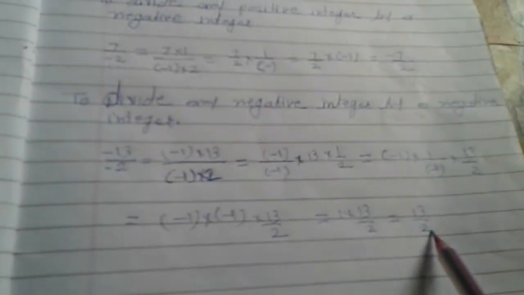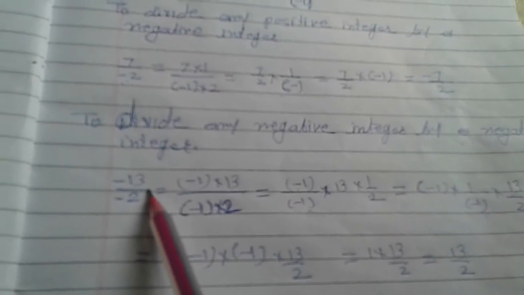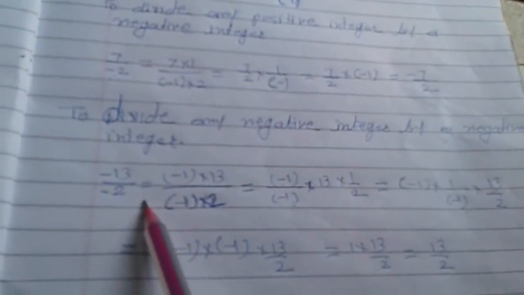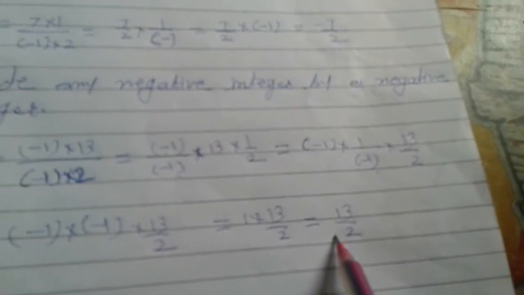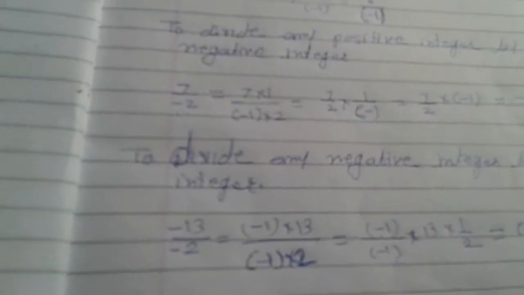That means, see here, if we divide a negative integer by a negative integer, then the quotient is positive. So this way we have some important points here.